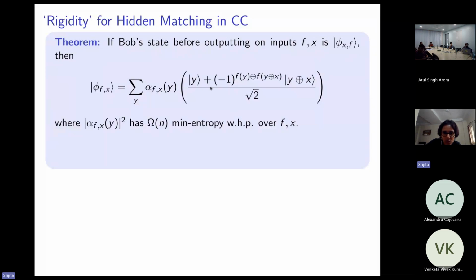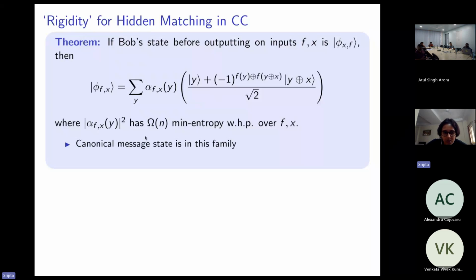Basically, you take y plus x, and you get the relevant quantity f(y plus x). You put this in the phase, as in the relative phase between y and y plus x is this relevant number, and the amplitude of the state is alpha f comma x. This alpha f comma x is some amplitude, but the point is that if you take the square of this, the distribution is such that it has high min-entropy. It has omega n min-entropy with high probability over f and x. You can't show this for every f and x, but you can show this for a constant fraction of f and x. So the canonical message state is in this family.